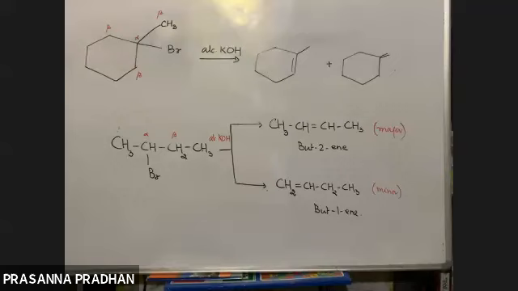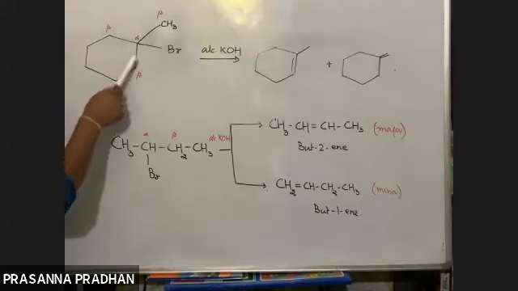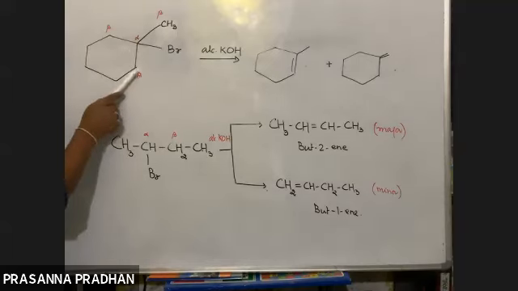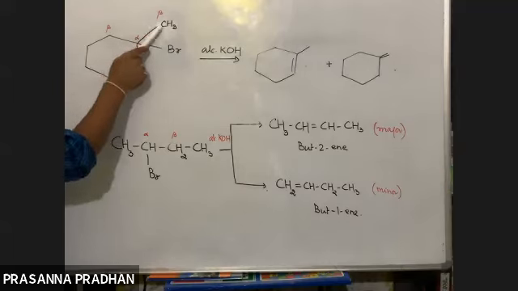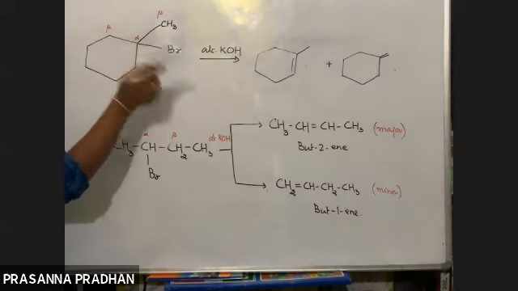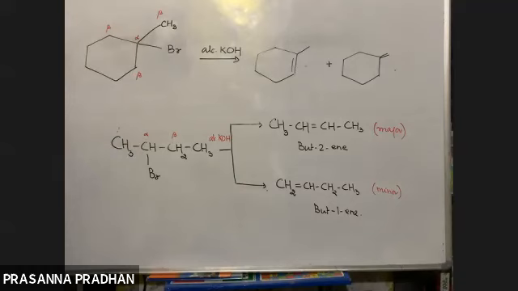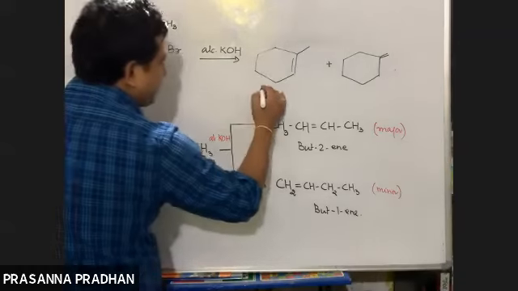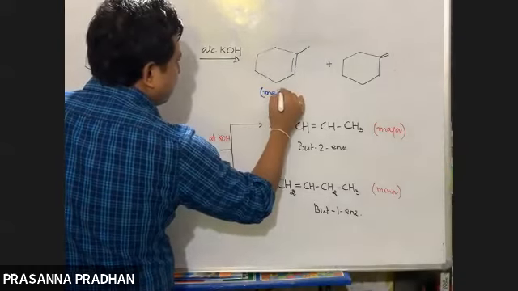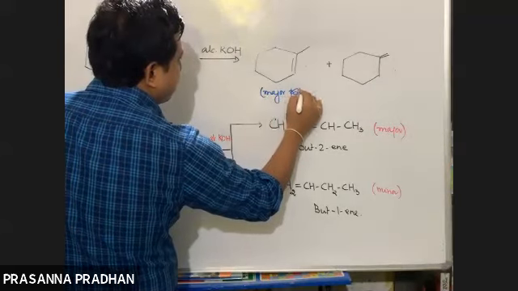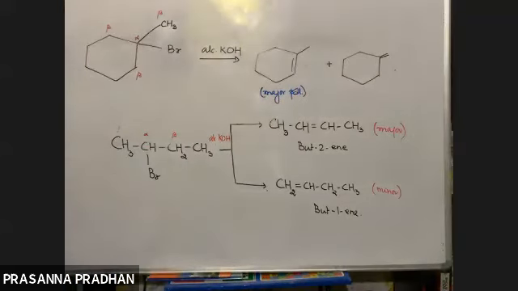Now the thing is, you should predict the major product. It's very easy. In between this alpha and beta, how many hydrogen are there? 2 hydrogen. Here there are 2 hydrogen. There is no hydrogen out here. In between this alpha and this beta, how many hydrogen are there? 3. So Saytzeff rule, double bond should be formed between those 2 carbon atoms containing lesser number of hydrogen. So obviously double bond should be formed here. So this is the major product.